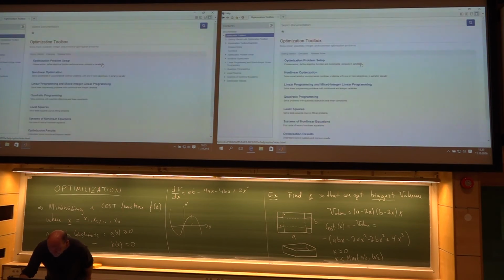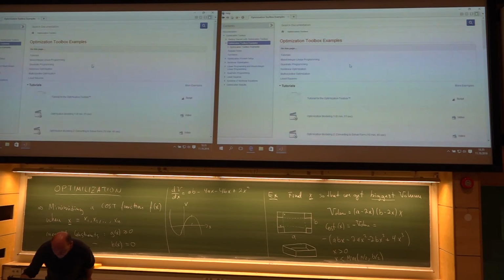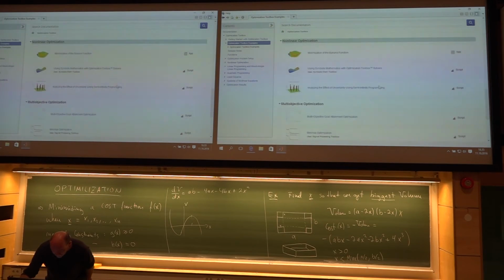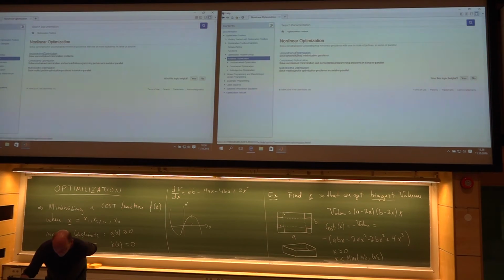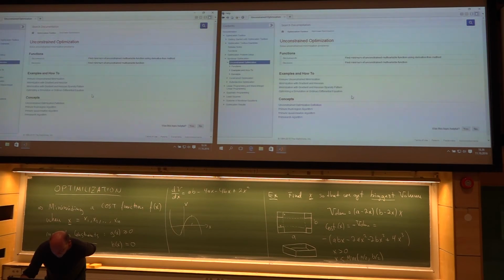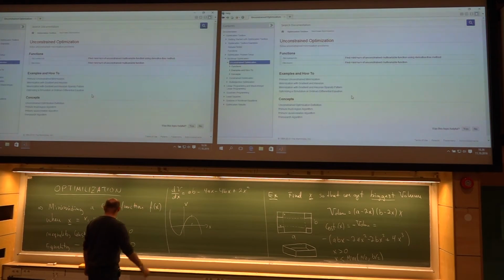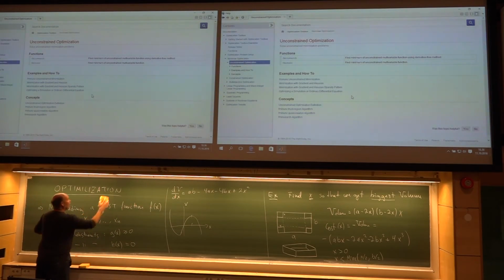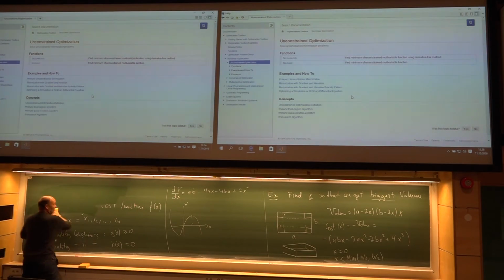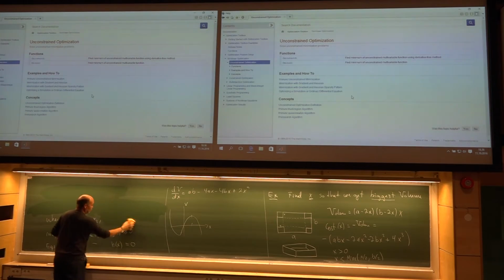Documentation and then optimization toolbox, and then you can find here toolbox examples. Nonlinear, multi-objective, yada yada yada. Minimization of a banana function. You have different examples here. Nonlinear optimization. You have unconstrained and constrained. That's mostly where we are going to focus. So I will teach you two functions that you have to learn. The simplest one is called fminsearch.